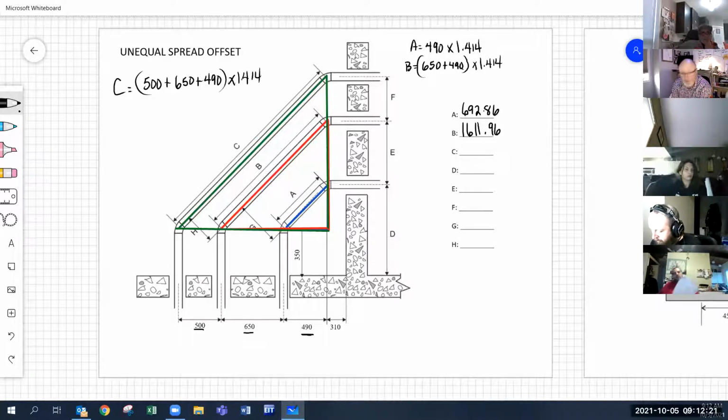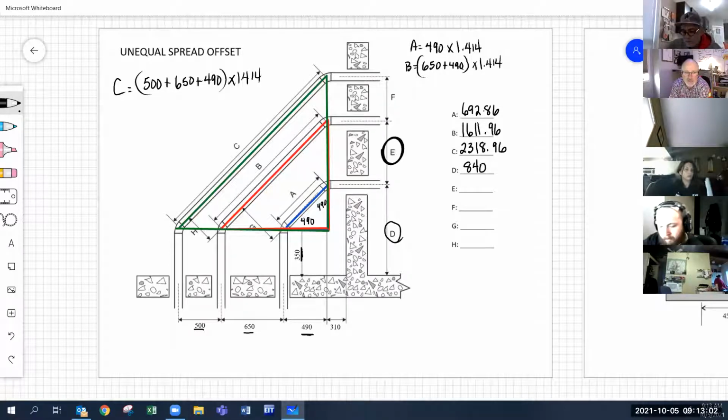C comes out to 2318.96. And now D measurement is over here. So I know that this run is 490. So that makes my rise 490 in this location. This is 350 plus 490. So D would equal 840.